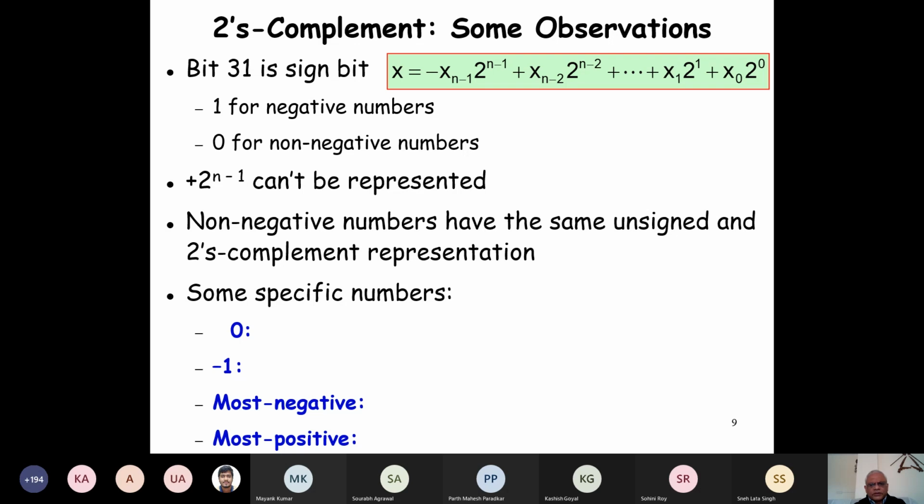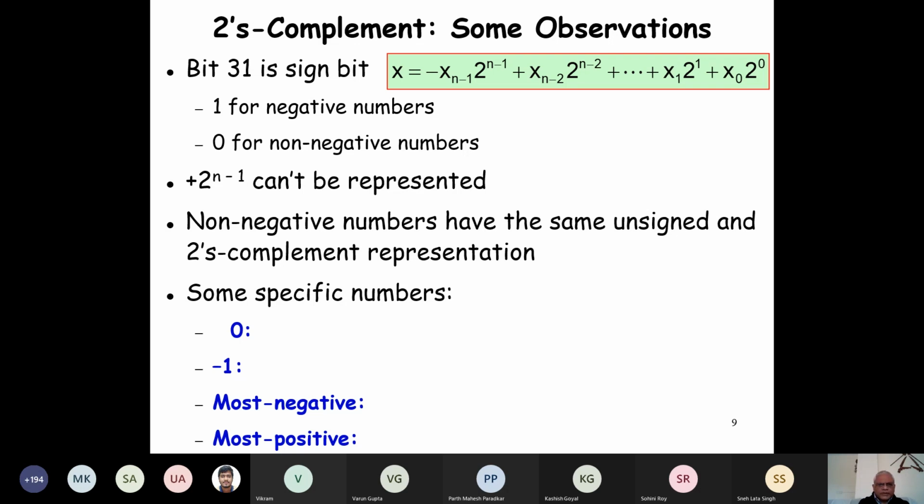Now let's look at some specific 2's complement numbers. If we have number 0, what will be its representation in 2's complement? Can anybody answer? 0 only. Yeah, all zeros. Very good, Bikram. How do we represent minus 1? All ones. Does everybody agree to that? Yes. Okay, very good. So that is Varun.